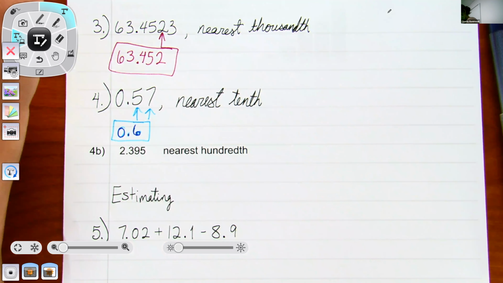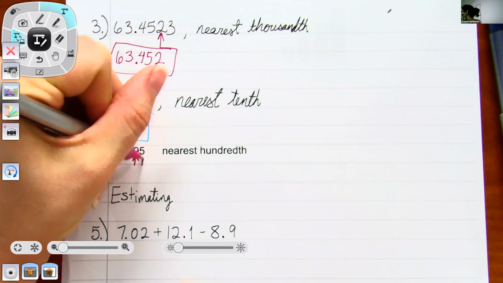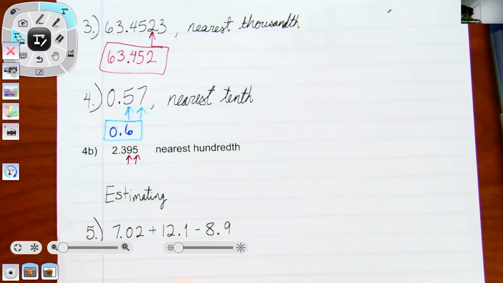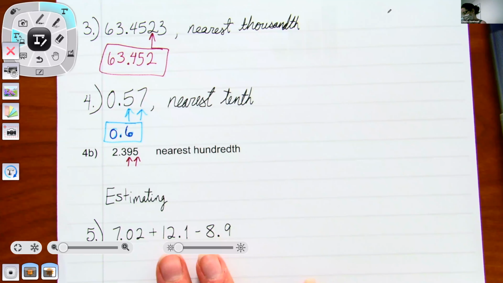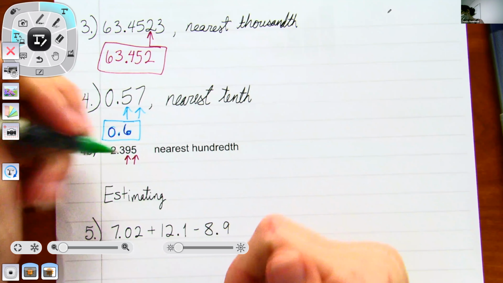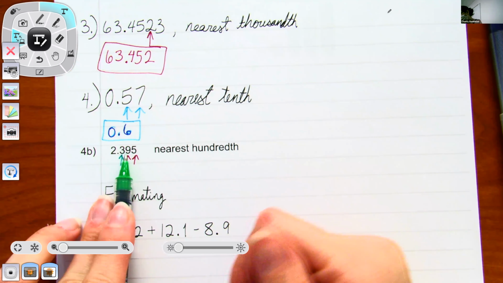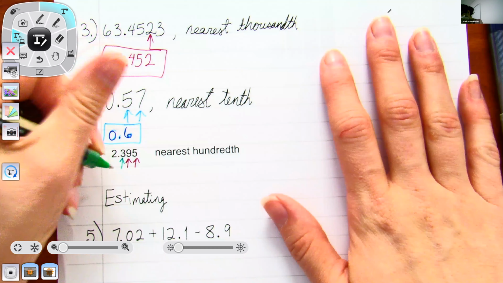2.395, and we want to round it to the nearest hundredth. So in the hundredths place, you have a 9, and it's followed by a 5. So 5 means you're going to round up. But since that's a 9, you're going to have to end up rounding the 3 up. So it's kind of like you're rounding 39 up to 40. So it's going to end up as 2.40.